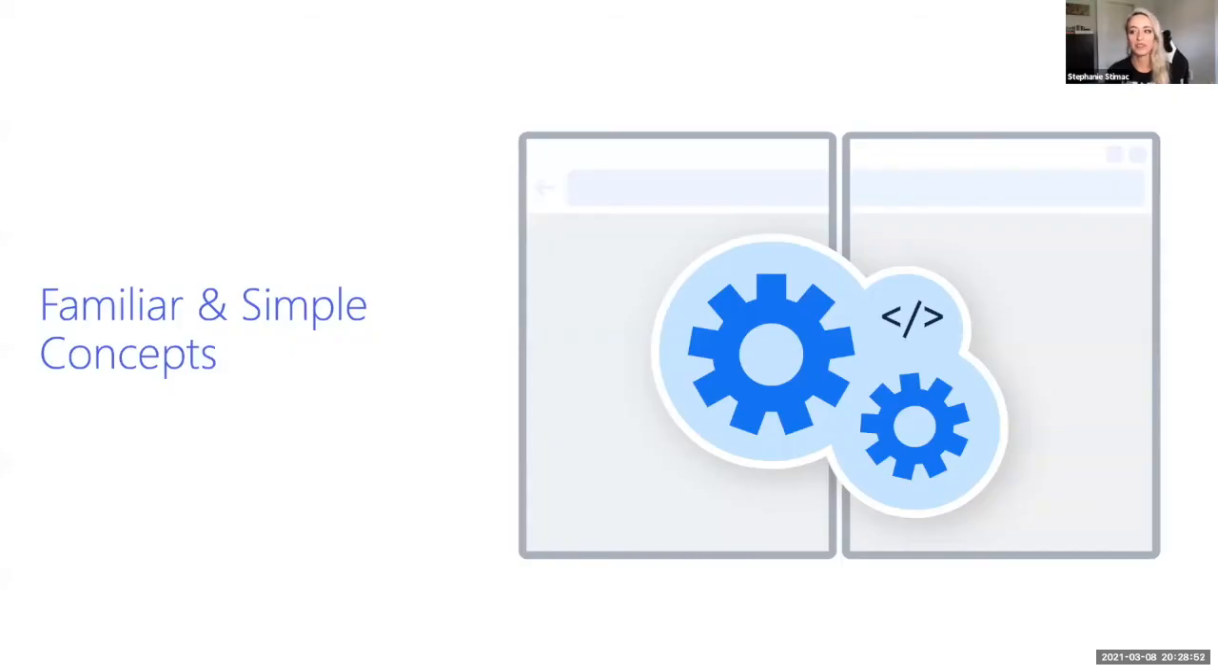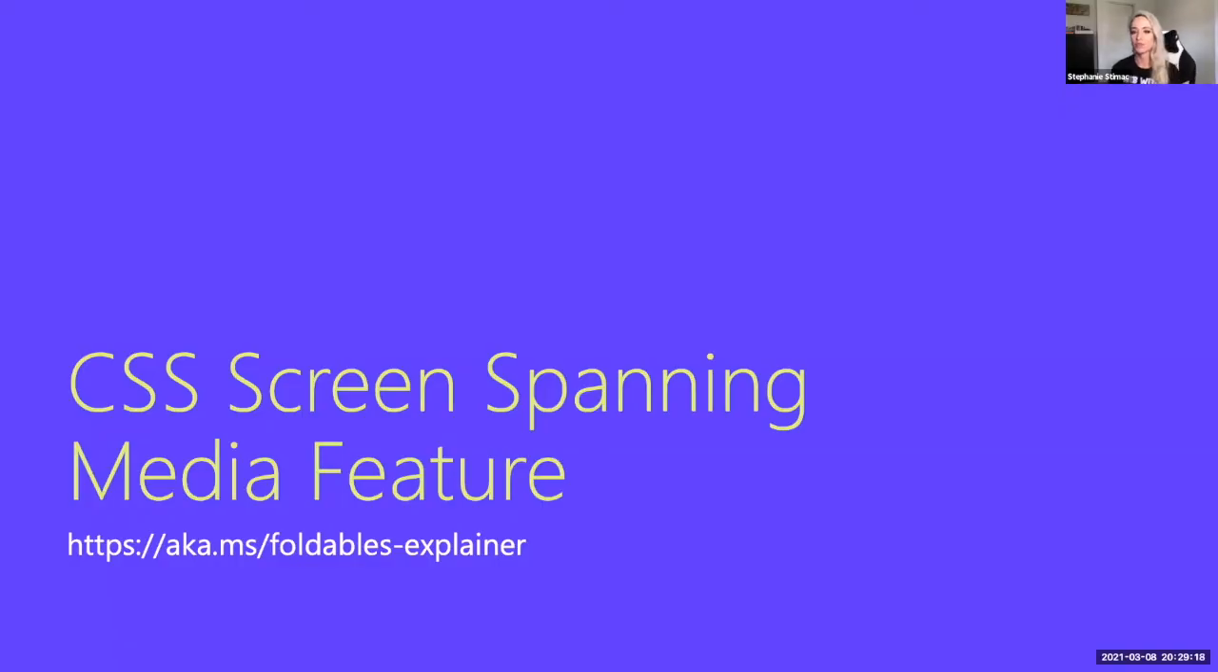So the team wanted these new capabilities to be easy to work with. So when designing these APIs, they focused on simplicity and ergonomics. We want you to spend more time thinking outside the box and coding your dual screen device experience than learning new concepts and figuring out how these new APIs would fit into your existing architecture. So let's dive into these two new features. The first primitive I'm going to talk about is the CSS screen spanning media feature.